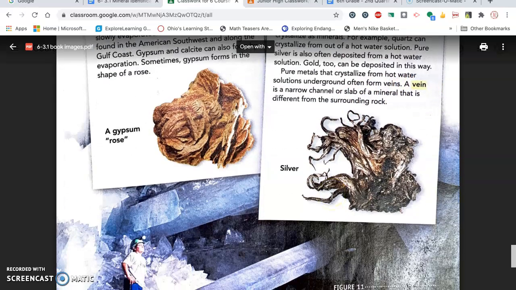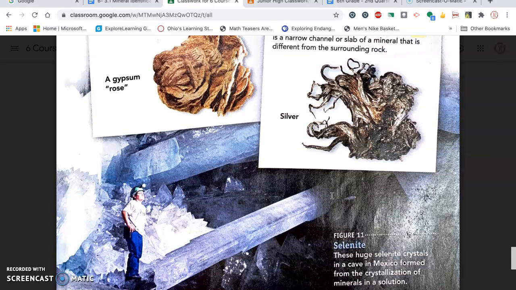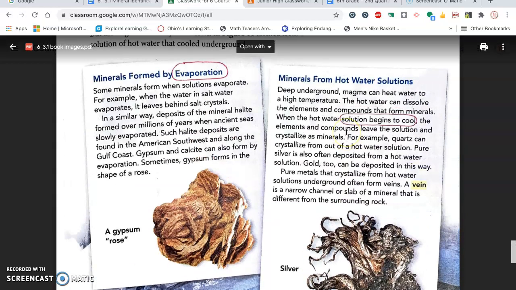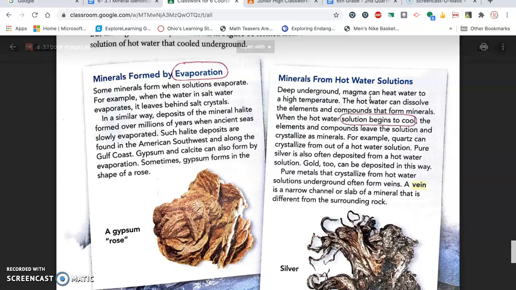And a vein, I wish I had a better picture of it right now, but a vein is when you have like a stripe of a different mineral embedded in or between other minerals in a rock form. So you may have like a stripe of a metal or a stripe of gold that occurs within the rock, and that forms typically from this process, this mineral from hot water solutions that cool.